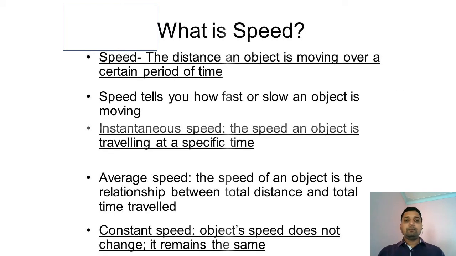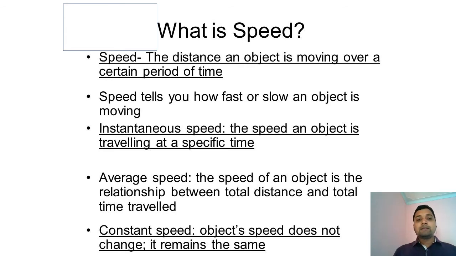We'll come to the next one, speed. How much path is covered by an object in a certain period of time, in a unit time, that is the speed. Speed is the distance covered per unit time. Speed tells us how fast or slow a body is moving. A body moving fast covers more distance in less time. A body moving slow covers less distance in more time.